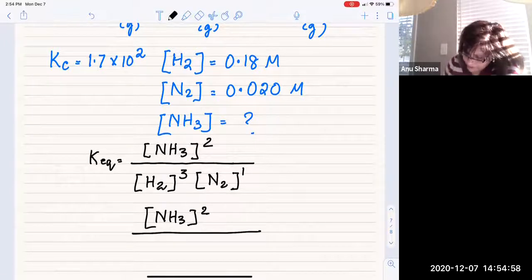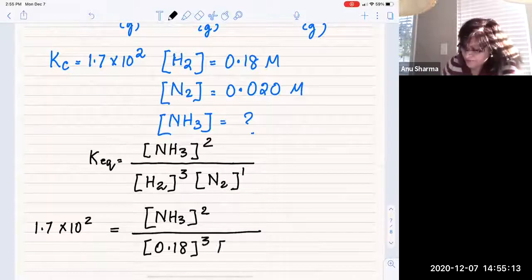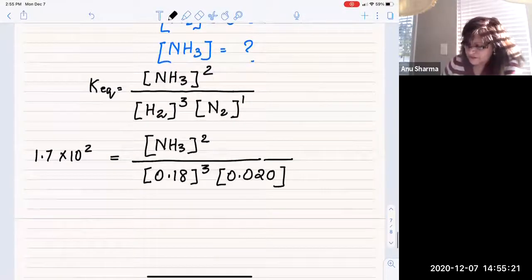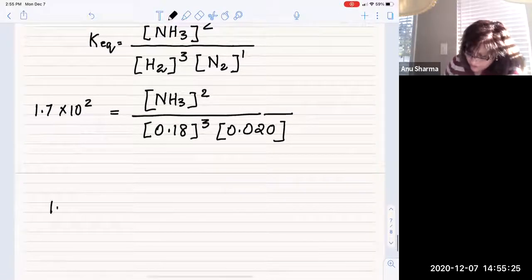and here I'm going to write down the Kc value, 1.7 times 10 to the power 2, is equal to, here you have hydrogen is 0.18, hydrogen raised to the power 3, times nitrogen is 0.020, and that's raised to the power 1, meaning it is what it is. Next is the algebraic conversion, and that is 1.7 times 10 to the power 2.